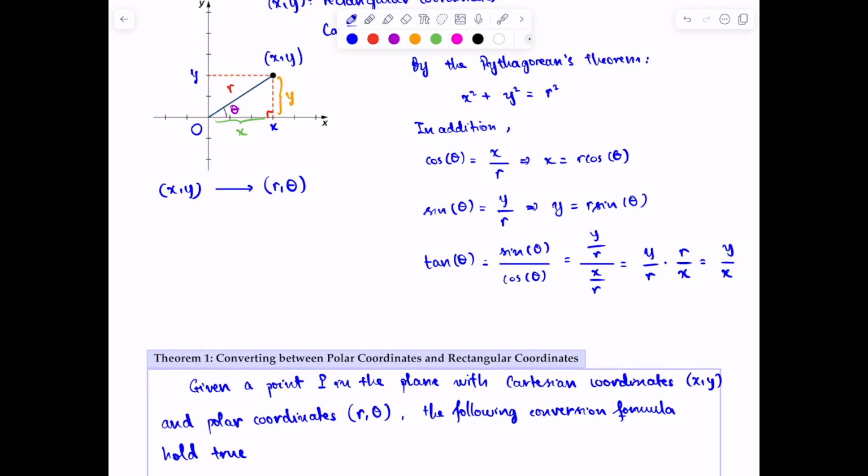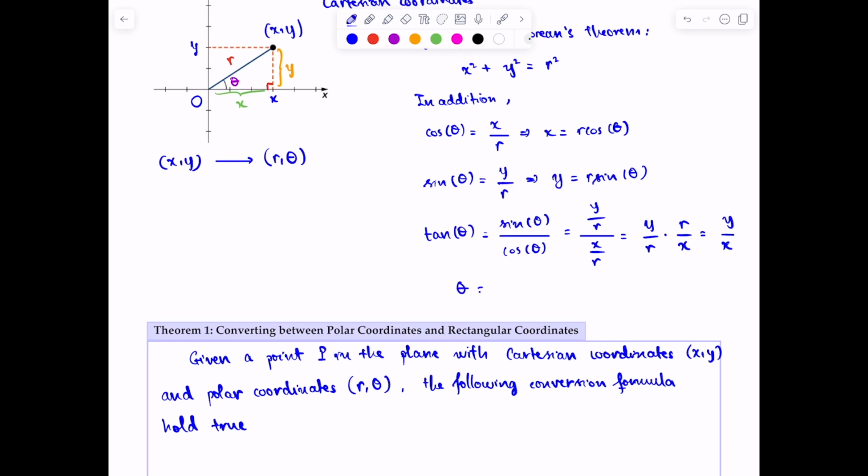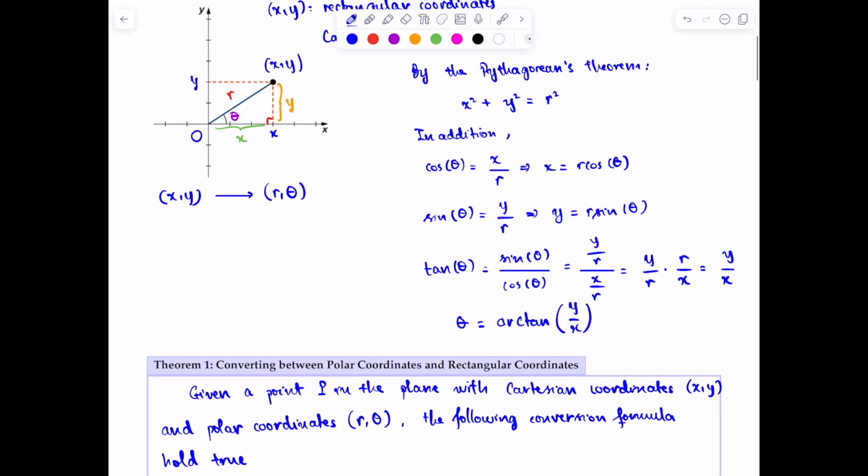Now, in order to find the value of theta, you take the inverse tangent on both sides of the equation, and you get theta equal to arctangent of y over x. So these are the formulas that help us convert from the rectangular coordinate system to the polar coordinate system, where r is called the radial coordinate and theta is called the angular coordinate.